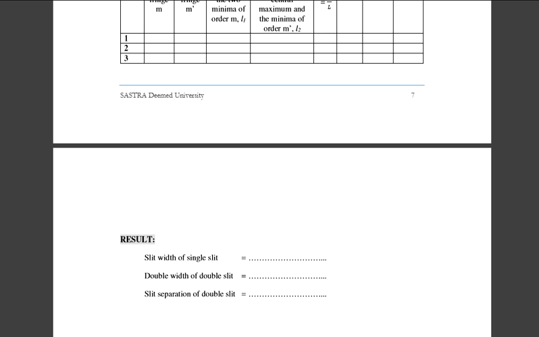In this way, we can find the slit width of the single and the double slit. This is Young's single and double slit experiment.